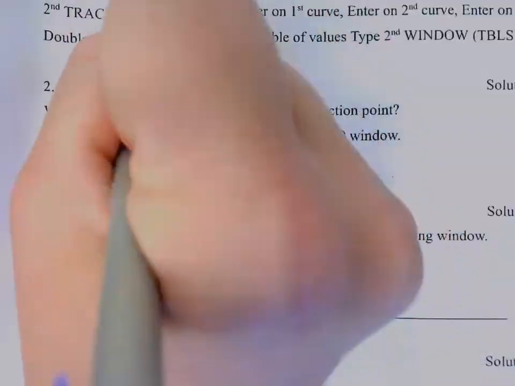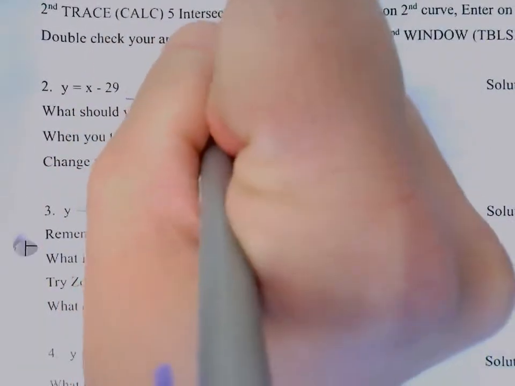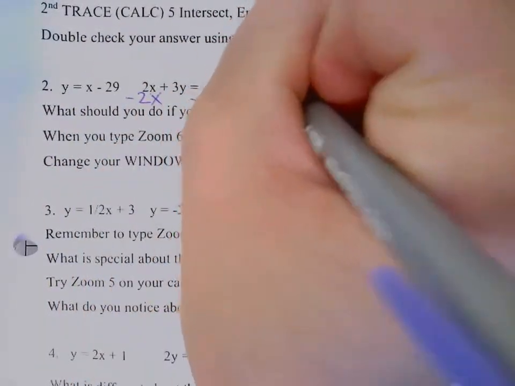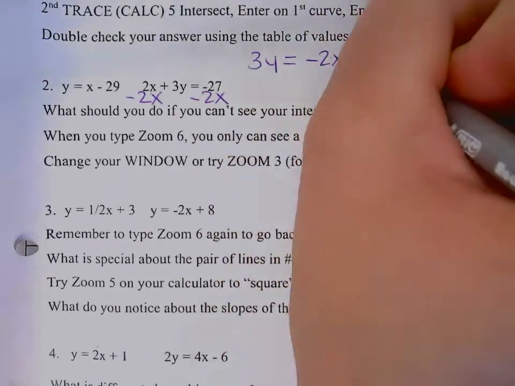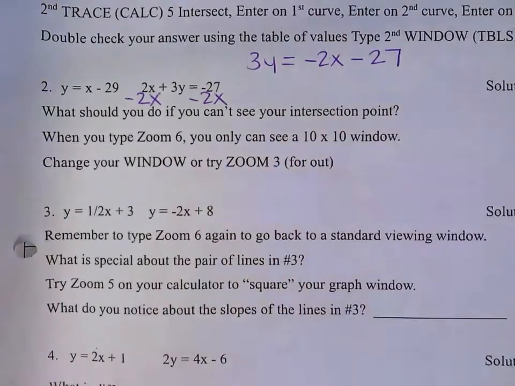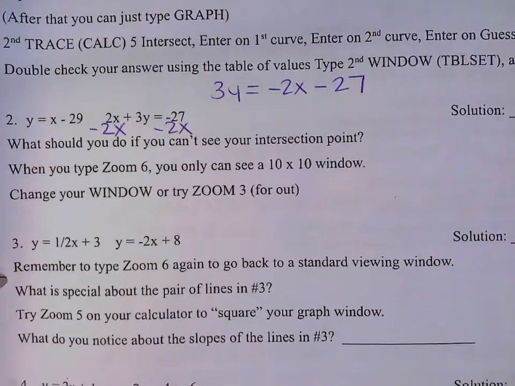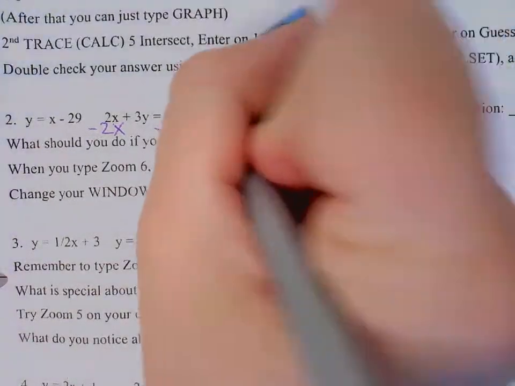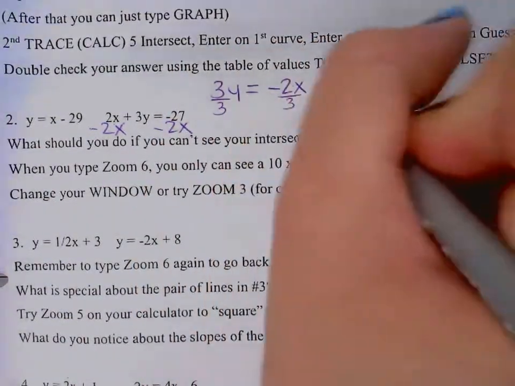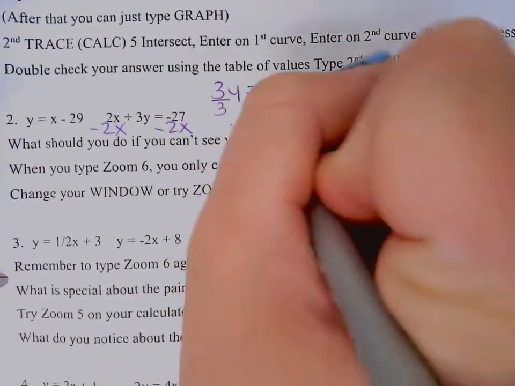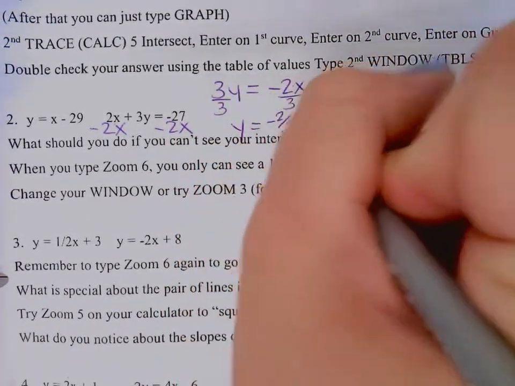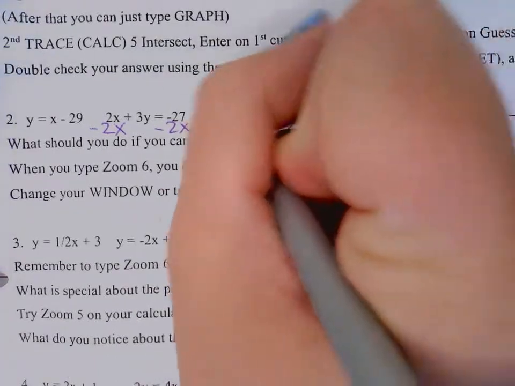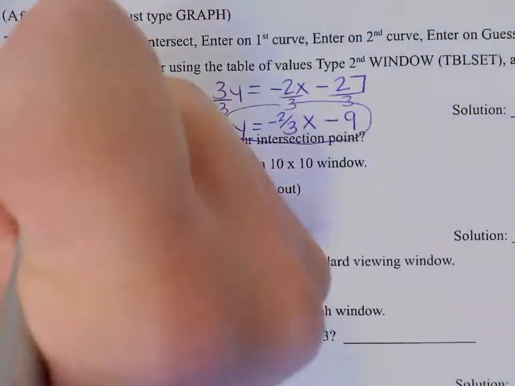So I'm going to subtract 2x to the other side. So I'd have 3y equals negative 2x minus 27. And then what's my last step to get y by itself? Divide by 3, divide by 3, divide by 3. So y equals negative 2/3 x minus 9 is my second equation.